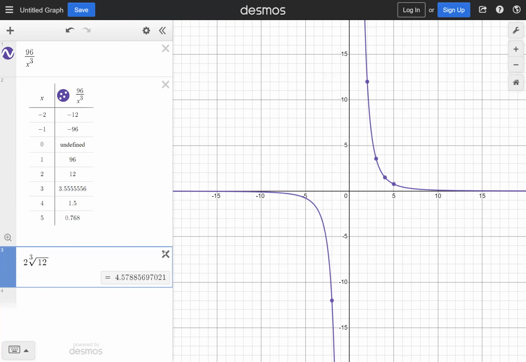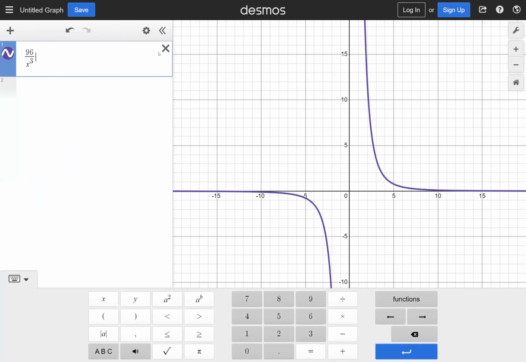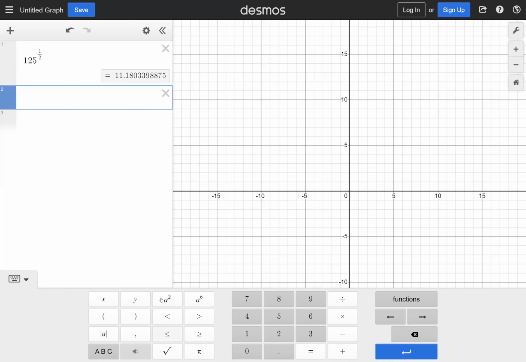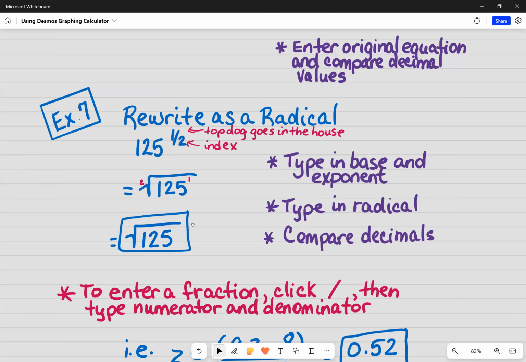You're just, again, verifying that they match the decimals. So I would type in 125 raised to the 1/2 power, and that's the decimal equivalent. And now if I just wanted to rewrite this, I know that this is going to be the square root of 125. So I'm just going to press the radical button, and I see, yes, they are equivalent. So I know I did that correctly.